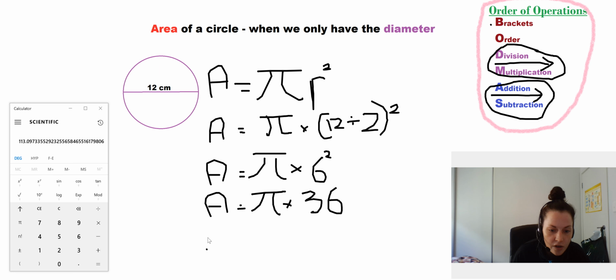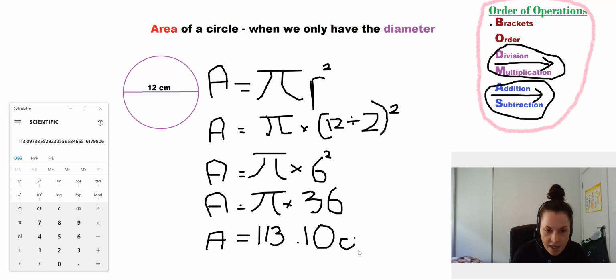All right, so A equals 113.10 centimeters squared.